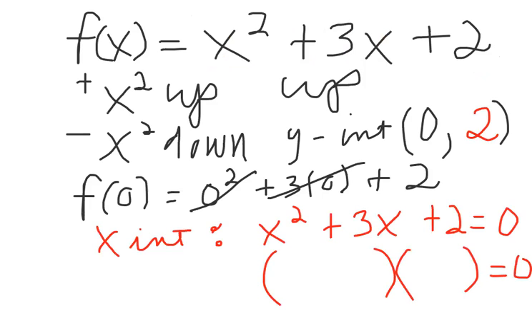X squared splits up into x times x. What are two numbers that multiply to give you 2 and add to give you 3? What are those factors? Oh, you guys know that one. Come on. Guys? Oh, I feel like you guys are not there. Since nobody's answering anything, I have a hard time believing that nobody can answer this one.